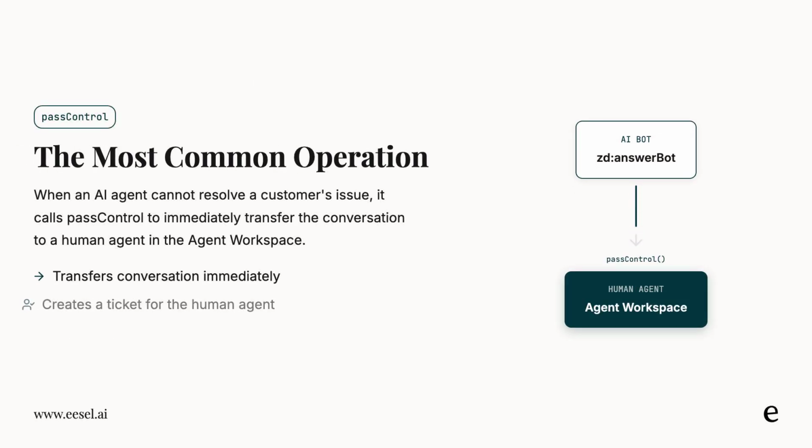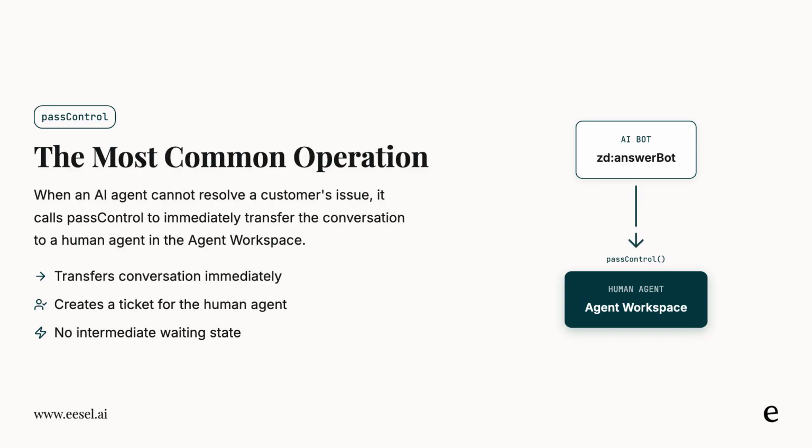passControl is the operation you'll use most often. When your AI agent hits a question it can't answer, it calls passControl, and the conversation moves instantly to a human agent in the agent workspace, creating a support ticket in the process. No waiting, no middle state, just an immediate clean transfer.